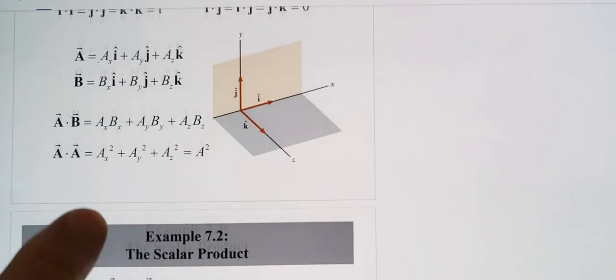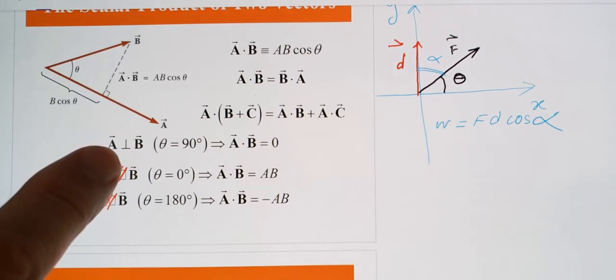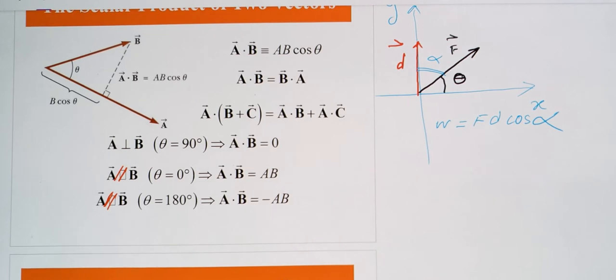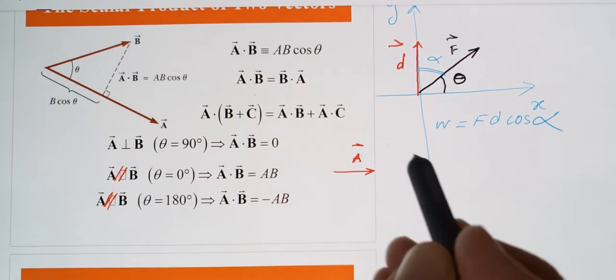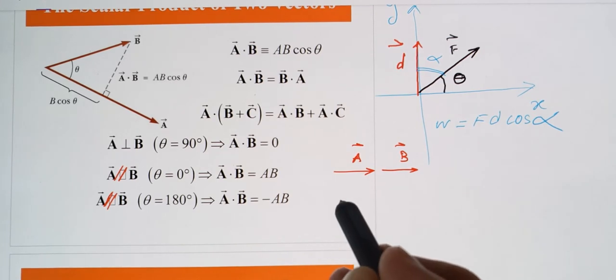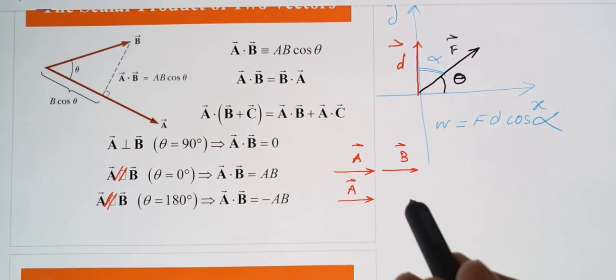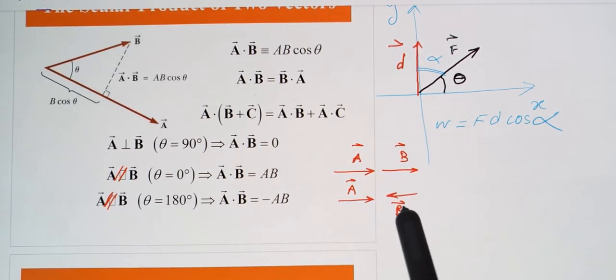What's the difference between this slide and this slide? What's the difference between the last 2 properties of A and B? This is parallel, this is anti-parallel. So this is A, and this is B in this situation. And in this situation, you could have A like this, and you can have B like this, or the reverse. So this is anti-parallel, this is parallel.